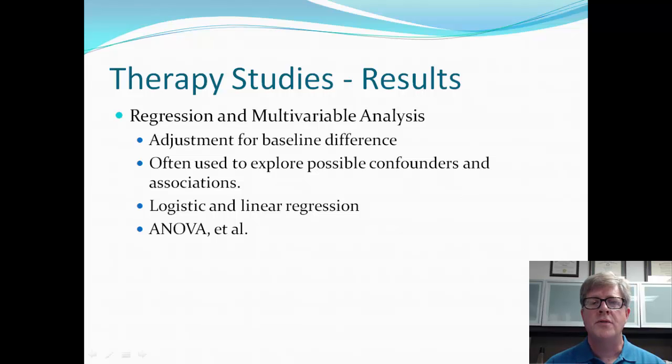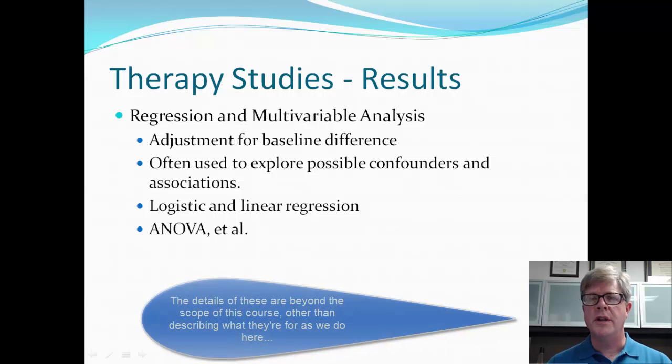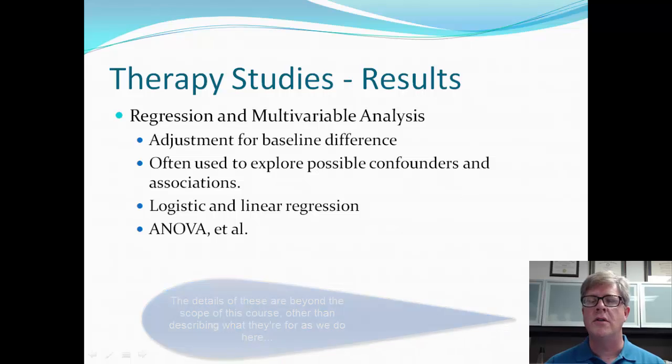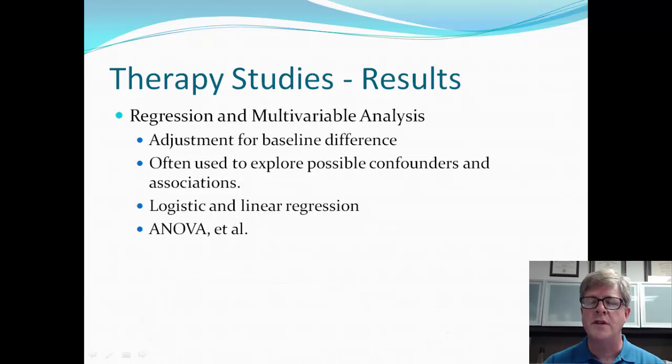And then authors will often do regression and multivariable analysis. First of all, they'll do it to adjust for those baseline differences that we talked about earlier. They're always looking for different confounders and associations, so they're used to explore not only the data they have in front of you, but to generate other hypotheses for future study.